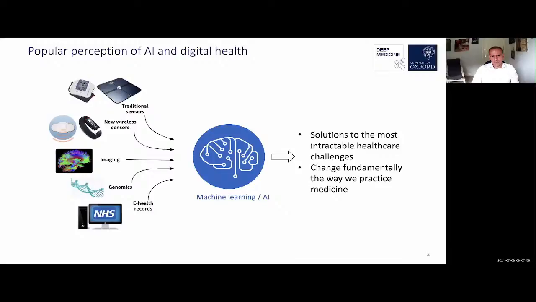Of AI and digital health, one is likely to get a picture like this. The impression is that we will be collecting information from various sources. These are traditional sources such as sensors and new wireless sensors and wearables, including imaging, genomics, and electronic health records. And now we've got this tool, so-called machine learning, AI, or digital health, that is able to process that information and ultimately provide solutions to some of the most intractable healthcare challenges, and then lead to fundamental new ways of practicing medicine. Of course, there is a fair amount of hype around this.